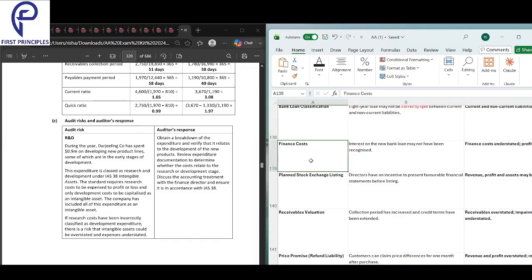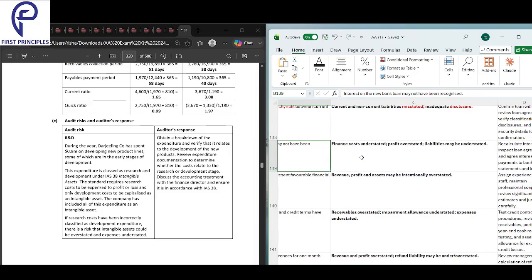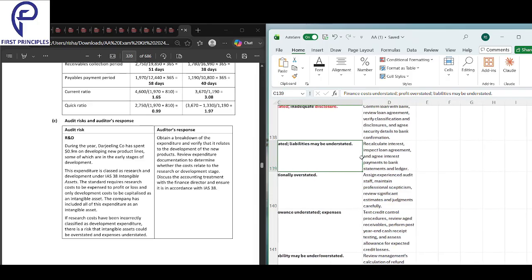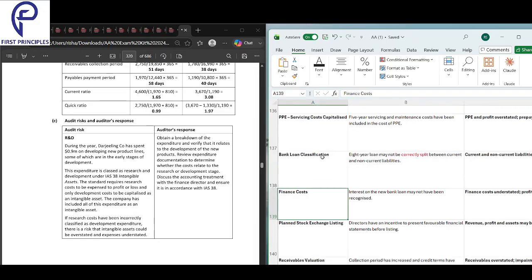Same with the loan, you must have paid interest also. Interest on the new bank loan may not have been recognized, so you should ensure that the interest has been correctly recognized. Your finance cost will be understated and your profit will be overstated. So what you do is recalculate the interest, inspect the loan agreement, and agree the interest payment to bank statements and ledger. So that is about the finance cost.